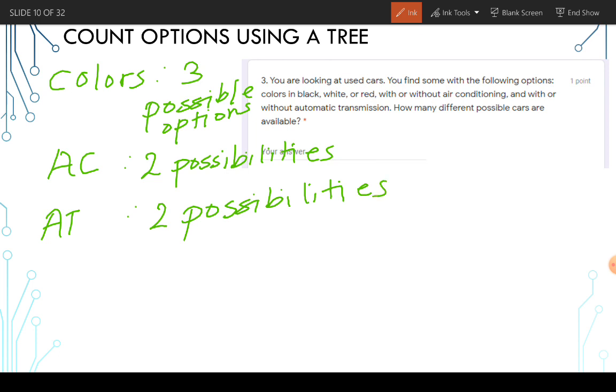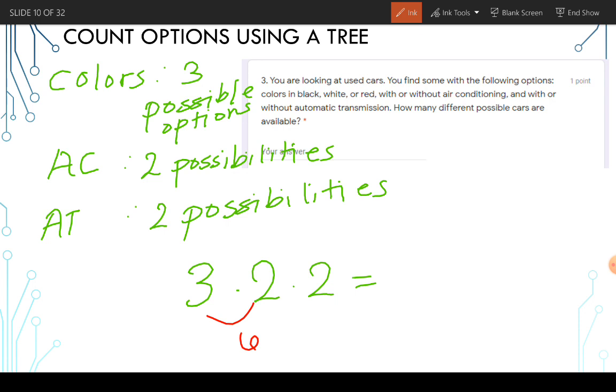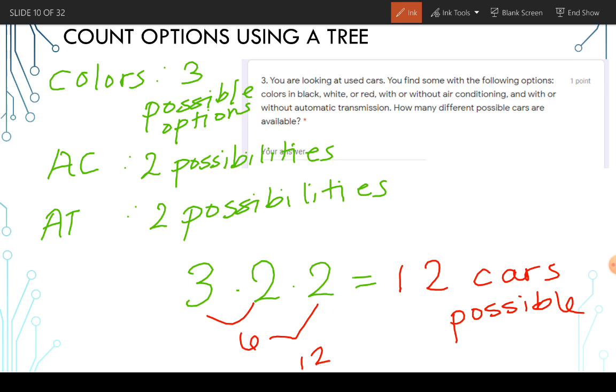So with this in mind, since we know the possible outcomes, we can literally just multiply our possible outcomes together, and we should end up with the same answer that we got from before using the tree method. And that is exactly what we'll get. 3 times 2 is 6. And then 6 times 2 gives us 12. So there are 12 cars possible. So we learned the counting principle because using the number of possible outcomes, we can find the number of possible cars without having to go through that tree method.